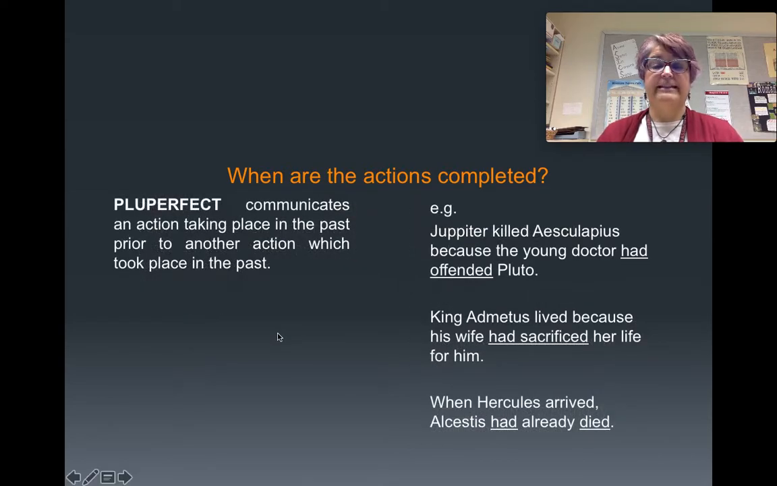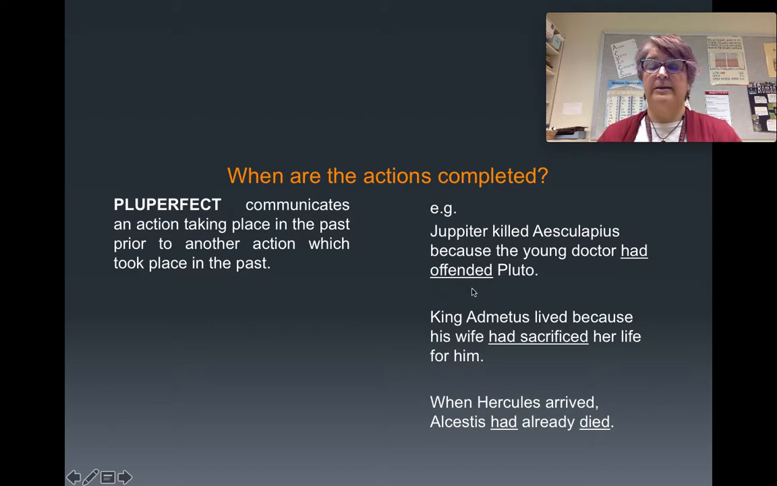The pluperfect tense communicates an action that took place in the past prior to another action which took place in the past. So this is about sequence of past actions. The one that took place first must be expressed using the pluperfect tense, which in English is expressed with the helping verb had. Let's take a look at these examples.